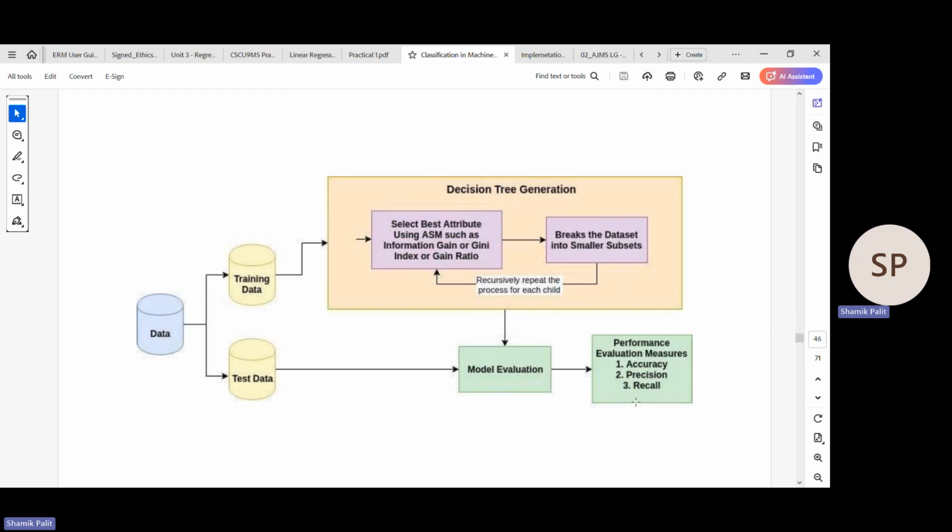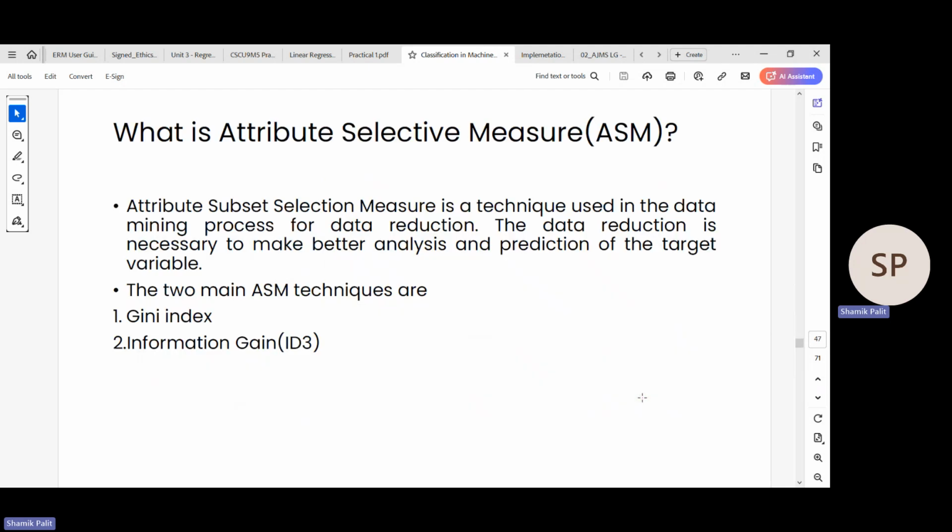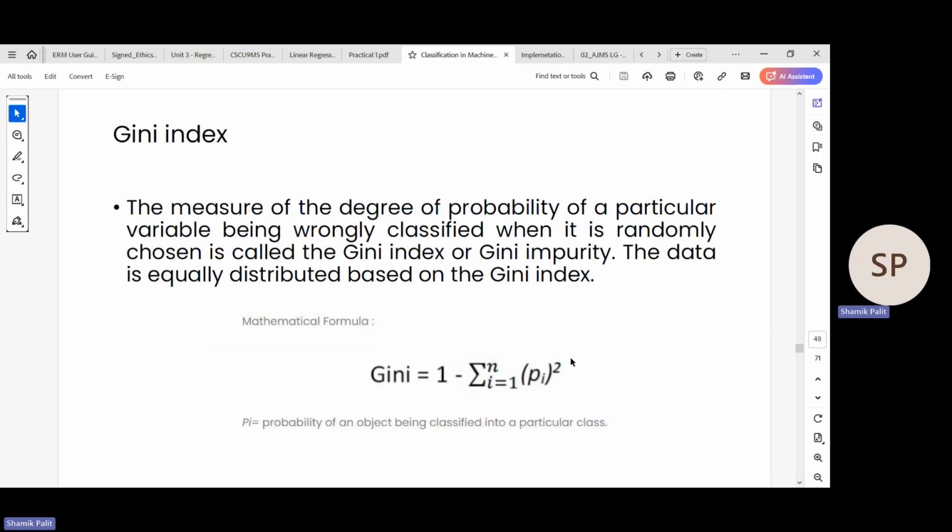And very important attributes, as we have learned earlier: accuracy, precision, and recall play a very important role whenever we start evaluating a specific type of model. Precisely, two very important components affect the process of attribute selection. One is known as the Gini index, and another is known as ID3 or information gain. So let's have a quick look.